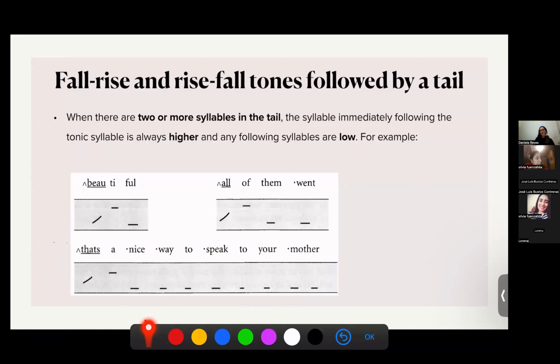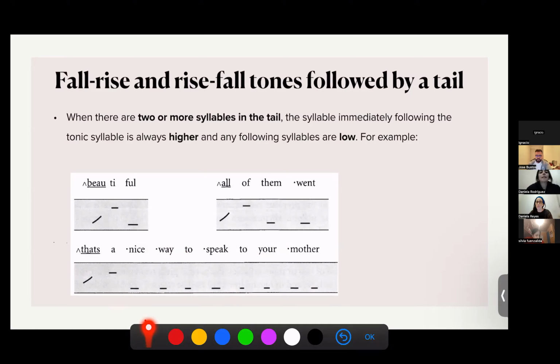That's a nice way to speak to your mother. Yes, very good. Lore, you too, try the last one. That's a nice way to speak to your mother. Very good. And Ignacio, you as well, the last one. That's a nice way to speak to your mother. Very good.